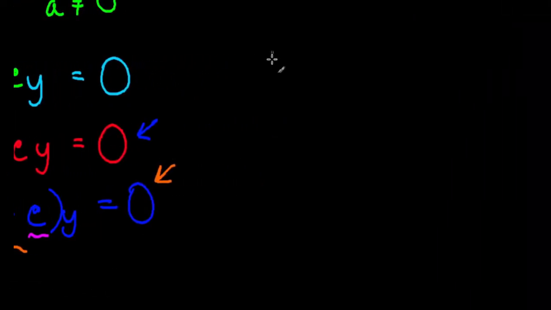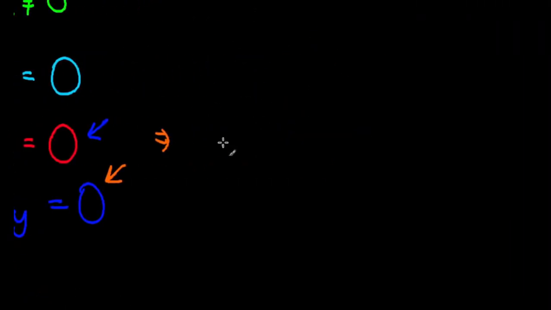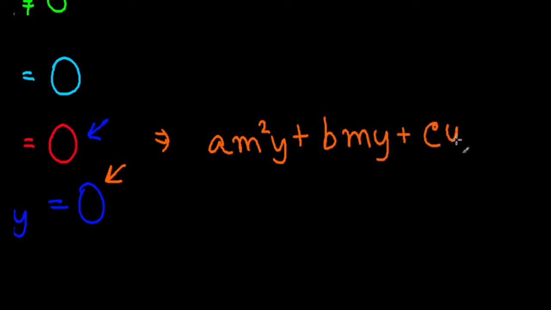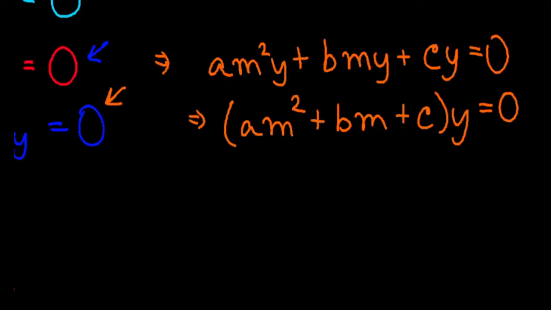I'll go from here and substitute those derivatives of ours. So a multiplied by the second derivative, so a multiplied by m squared y. Then you have b multiplied by the first derivative, b multiplied by m y, plus c multiplied by just y. So this is equal to 0. And now you can actually factor the y. If you do factor it, what you get is a m squared plus b m plus c, times y, equal to 0. So I think now you should be able to see the link between these.